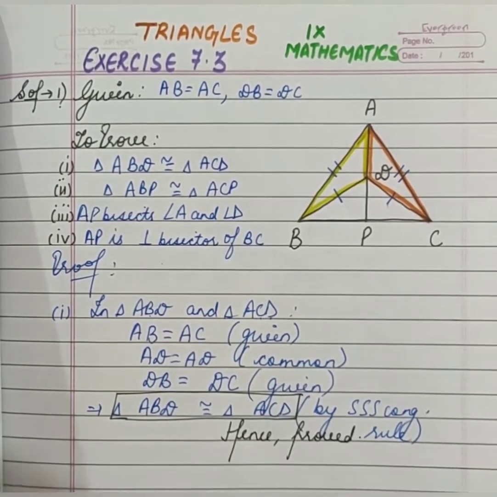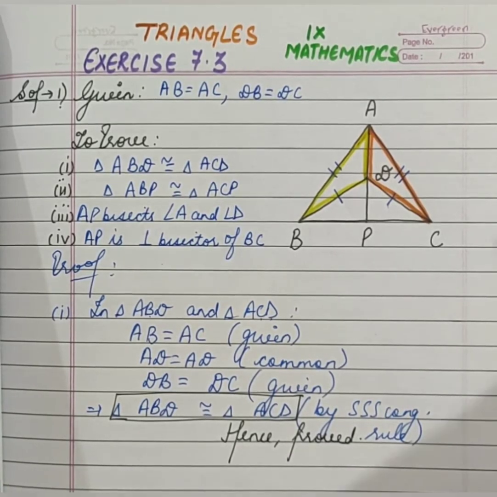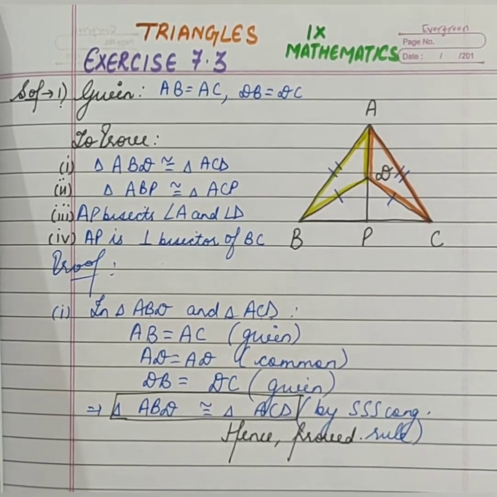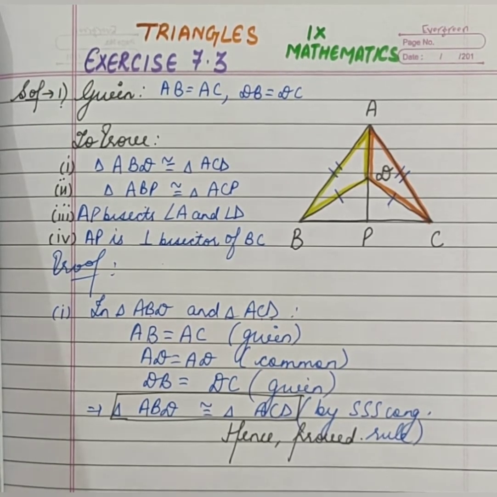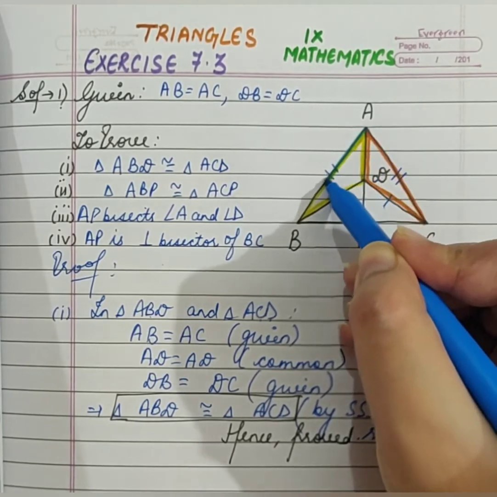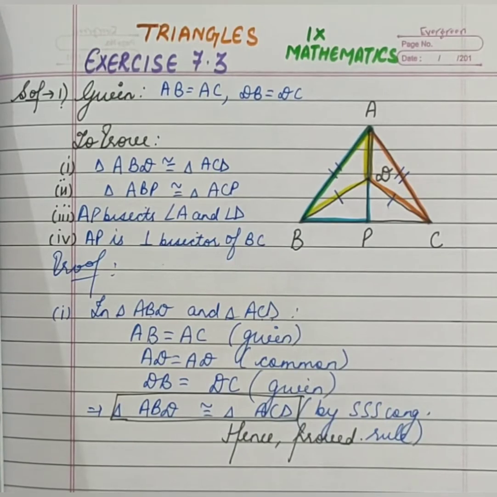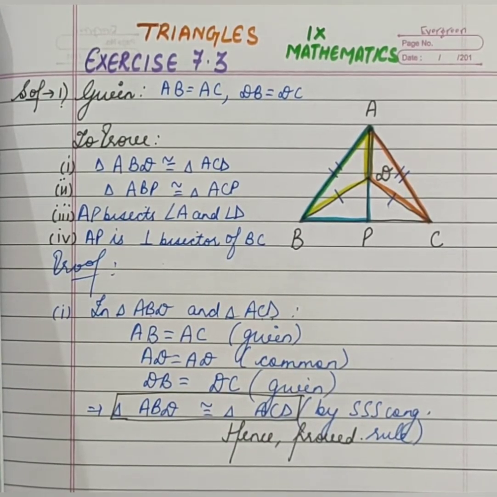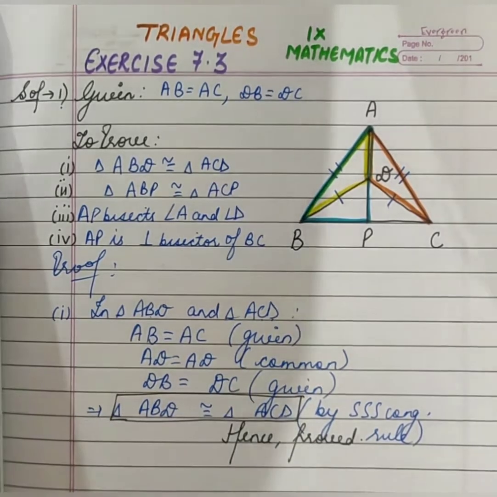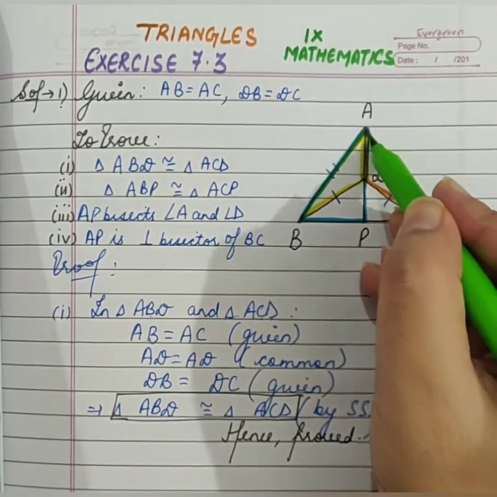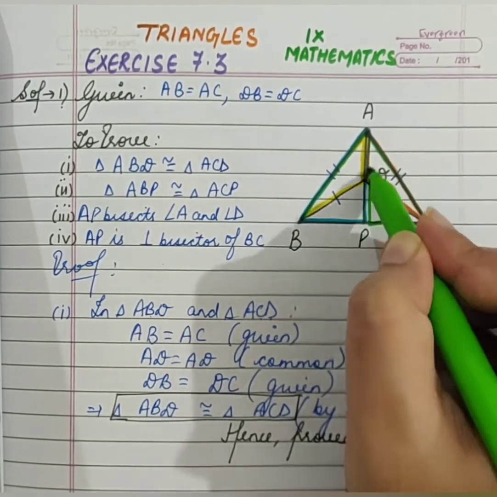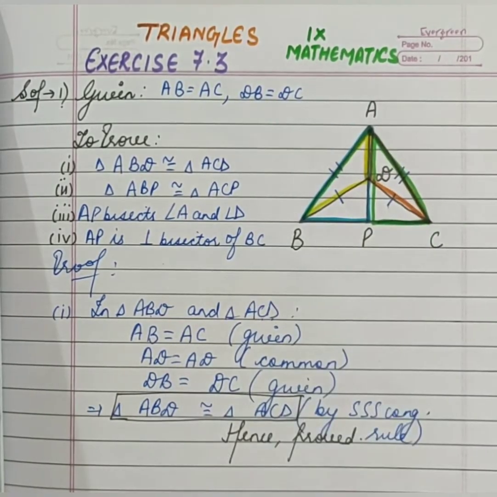Let's look at the second part now. Triangle ABP, I'll mark it with blue this time, is congruent to triangle ACP. I'll mark it with green. So these two triangles on the whole need to be proved congruent.